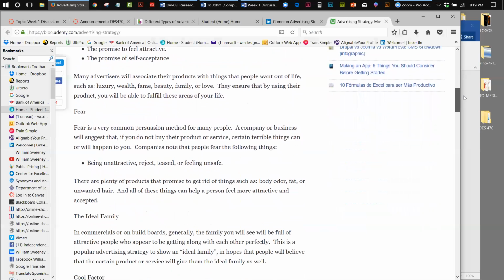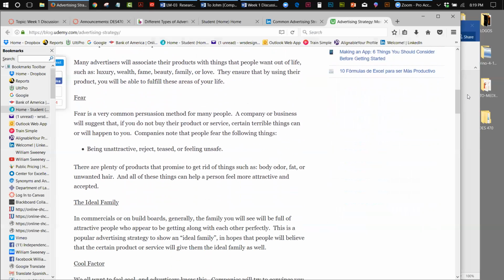Fear. Fear is a very common persuasion method. A company or business will suggest that if you do not buy their product or service, certain terrible things can or will happen to you. Companies note that people fear the following things: being unattractive, rejected, teased, or feeling unsafe. There are plenty of products that promise to get rid of things such as body odor, fat, or unwanted hair. All these things can help a person feel more attractive or accepted.